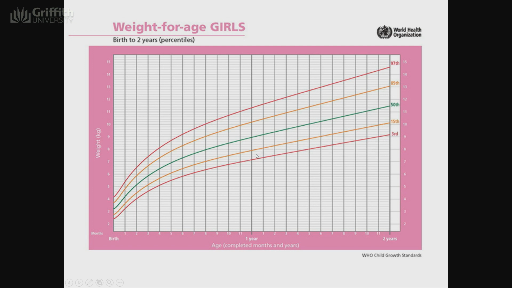Equally, if the value was slightly higher and fell in this range here, you would describe that as being between the 3rd and 15th percentile. If the value fell right on the line, you could certainly describe that as on the 50th percentile, but anything in between or anything over, you would describe it as between, or greater than, or less than, depending on where they are in the relationship.